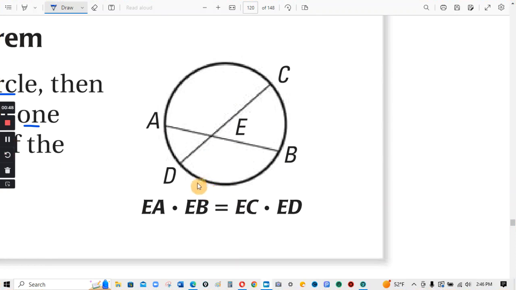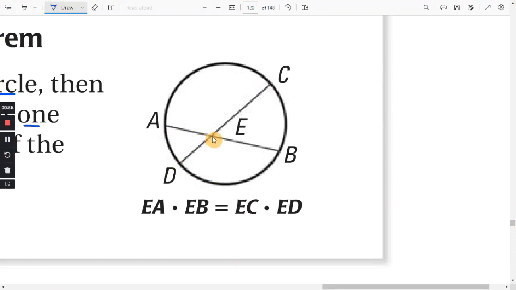A chord is a segment whose endpoints are on the circle. So we have two chords and they intersect inside the circle. We have EA times EB, that's going to be this times this, and that equals EC times ED. That's going to be this times that. Pretty simple.